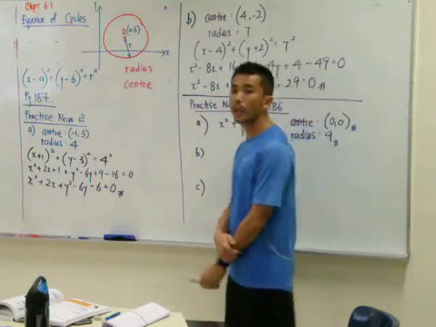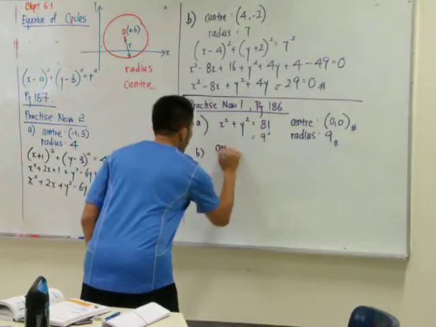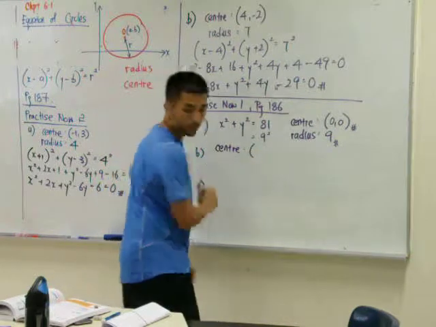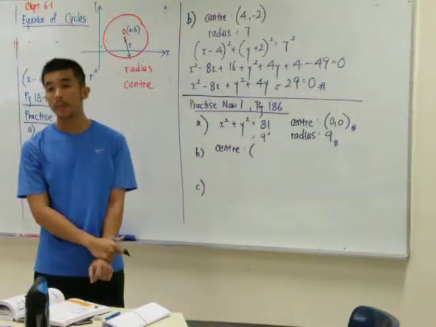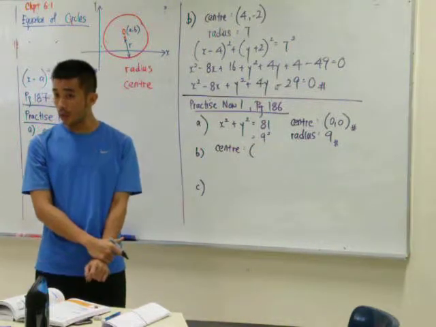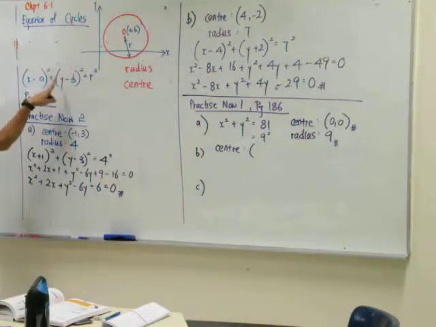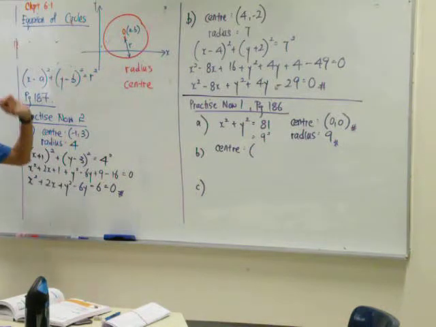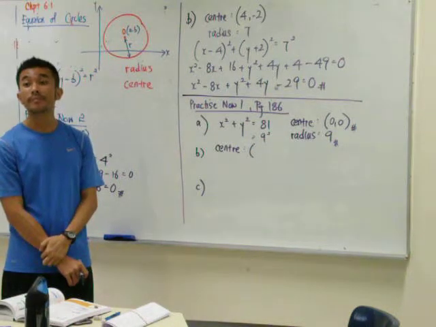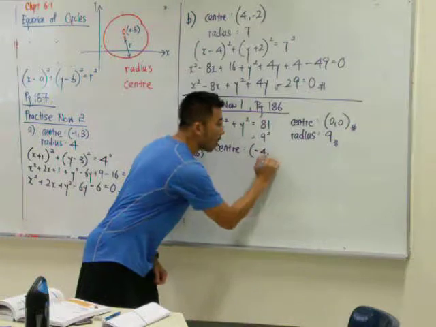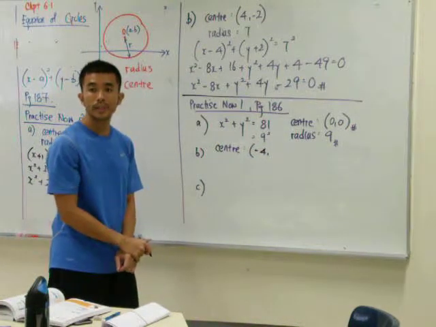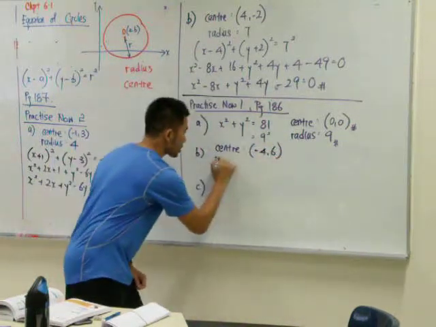Part B, can you tell me what is the center? Are you sure? You want to double check your answer again? Remember, this is a negative, this is a negative. Negative 4, 6. How about the radius?